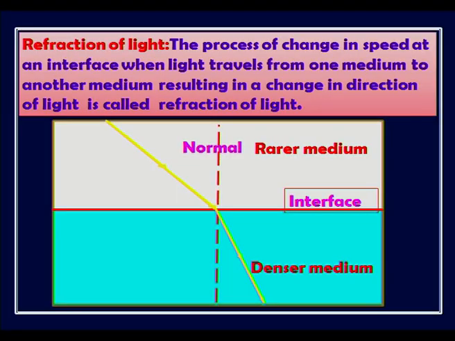The phenomenon of change in direction of light when light travels from one medium to other medium is called refraction of light. Here we can see the angle between normal and incident ray is called angle of incidence, represented by angle I. The angle between normal and refracted ray is called angle of refraction, represented by angle R.